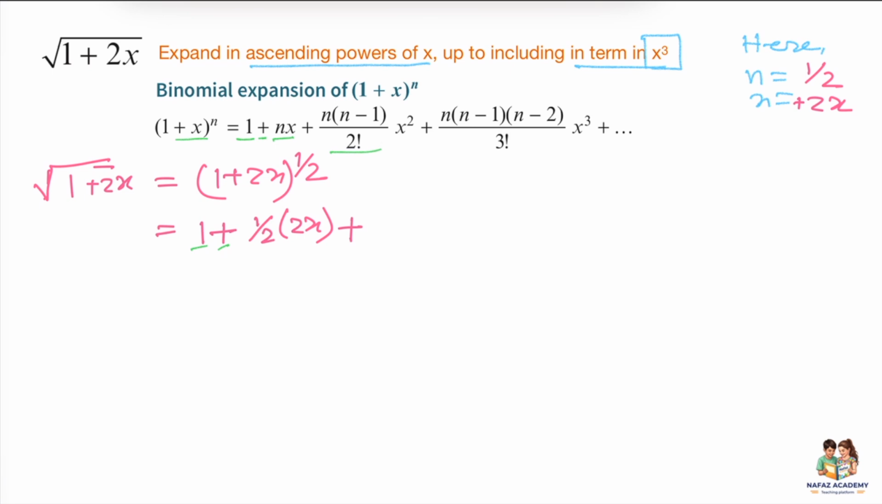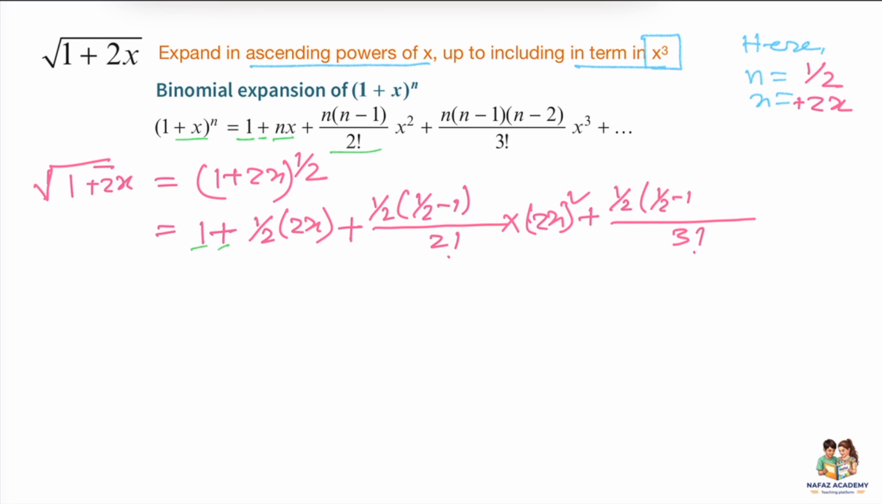n times (n - 1) over 2 factorial, then n, what is the value of n? It is half, and n minus 1, half minus 1, times x squared. The x value is 2x, so it is (2x) squared. We have to expand up to x to the power cube, so half times (n - 1) times (n - 2) over 3 factorial times x to the power 3, that is here (2x) to the power 3.